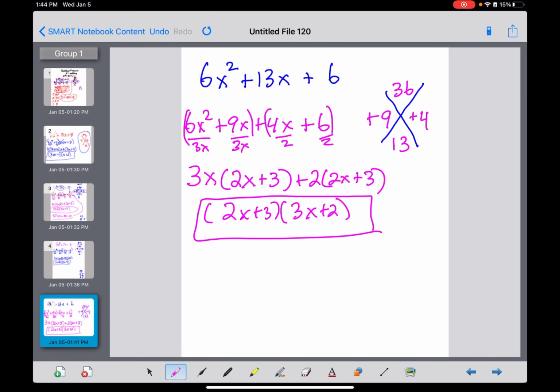Do I make up the answers ahead of time? Most of the time, but with these I can't, because if I tried to make it up, it might not work. Not all of them are factorable. So some of them don't work. Are we okay with this?